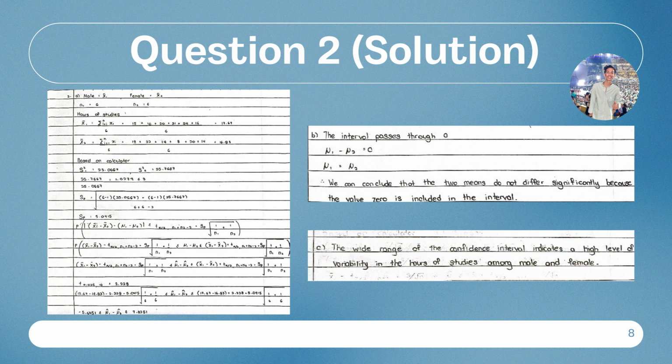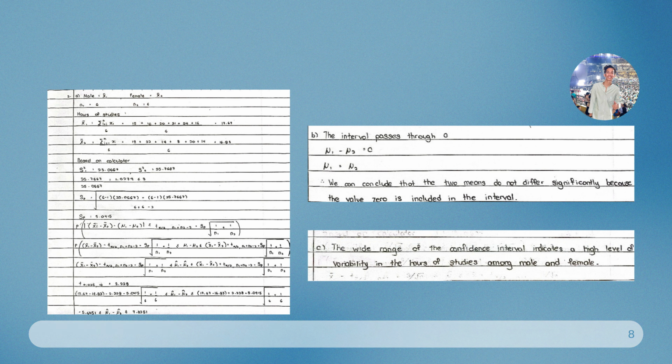Next, to answer question 2b, since the interval passes through 0, we can conclude that the two means do not differ significantly because the value 0 is included in the interval. Finally, to answer question 2c, the wide range of the confidence interval indicates a high level of variability in the hours of studies among male and female.